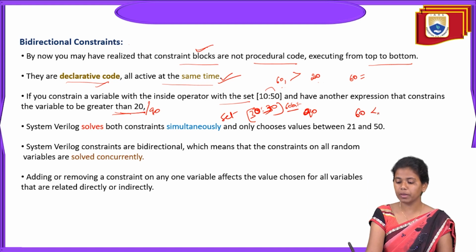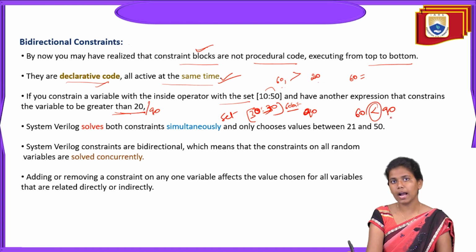The expression will be less than 90. So what sort of code is this? This is declarative code, where I'm declaring that the given expression is less than 90. This is the expression that I have used, and sometimes we can use the equivalence operator as well.